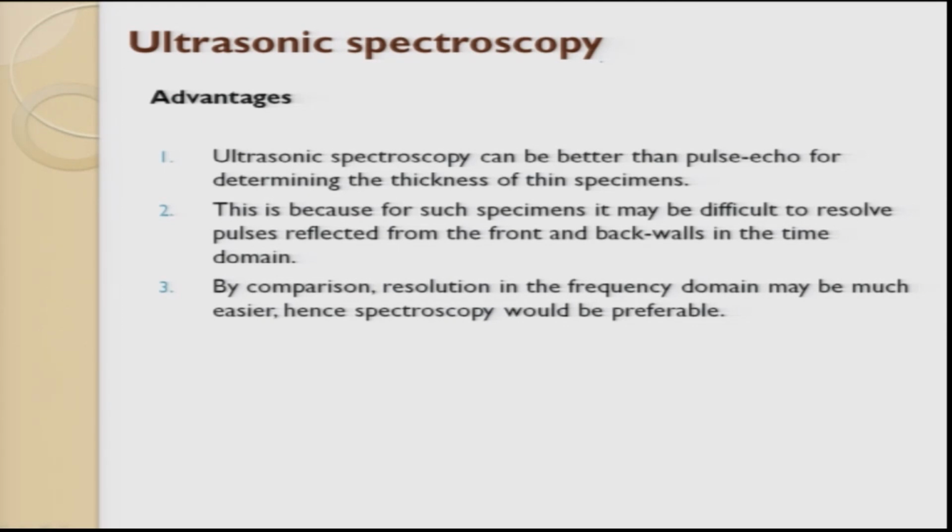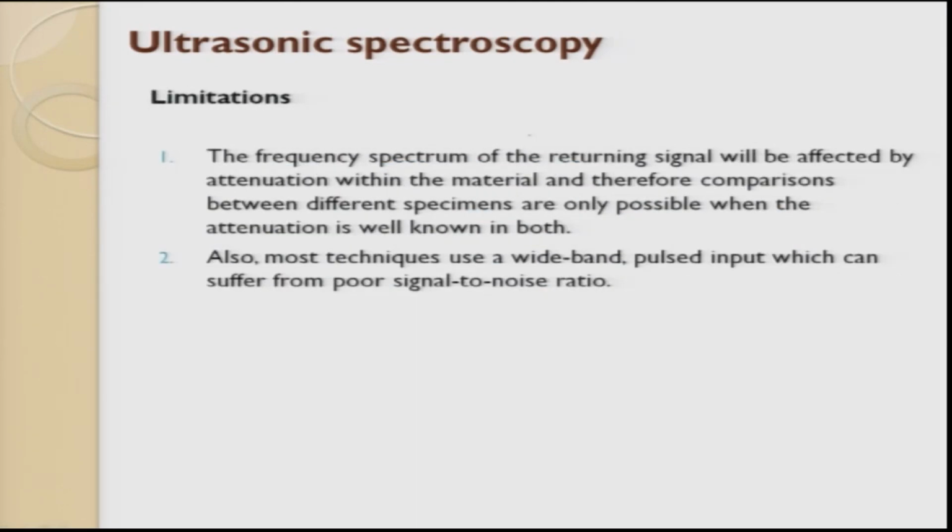So, here as we discussed, ultrasonic spectroscopy can be better than the pulse-echo type for measuring the thickness of thin specimens. Ultrasonic spectroscopy is used because it may be difficult to resolve pulses reflected from the front and the back wall. So, we always use ultrasonic spectroscopy to find this out.